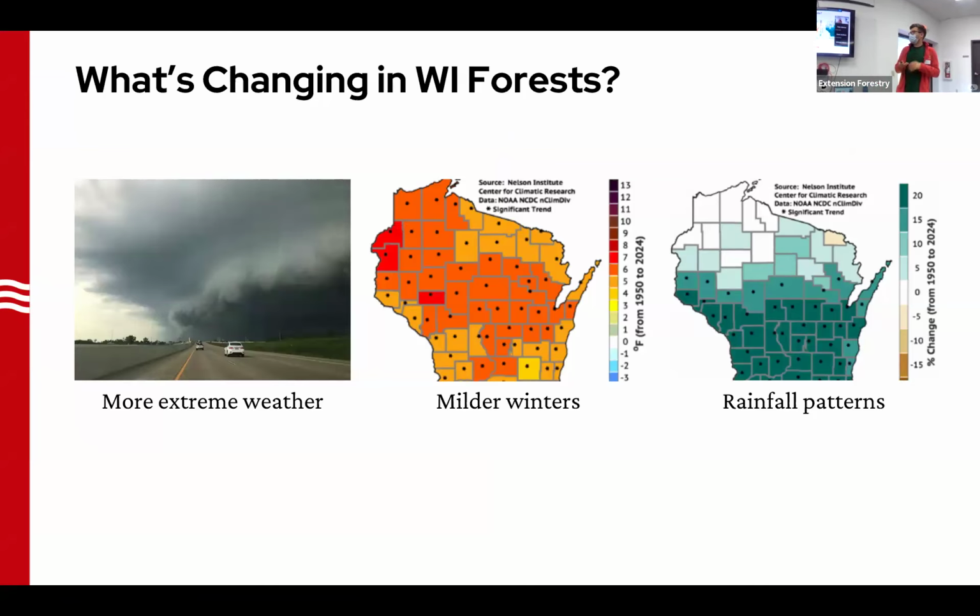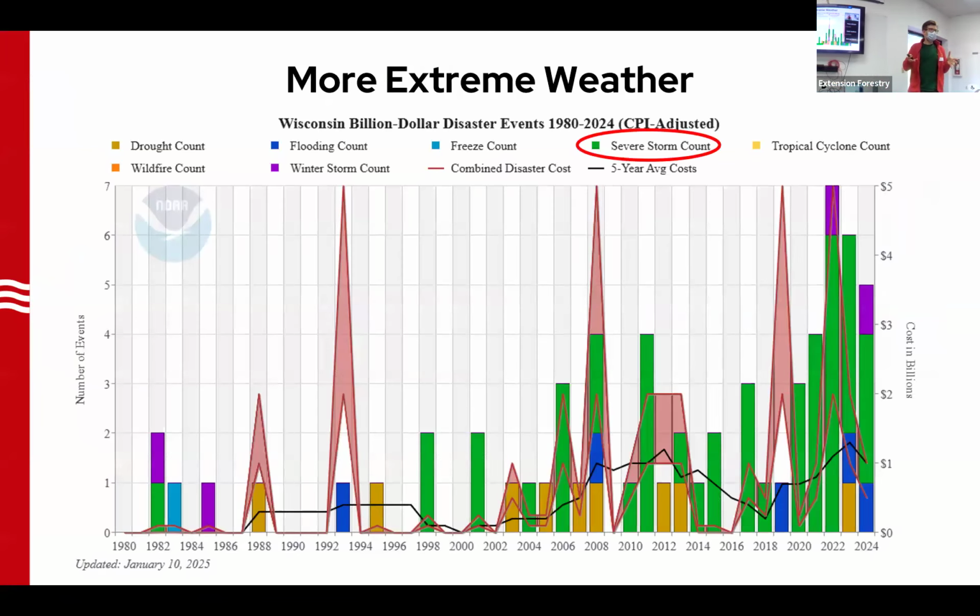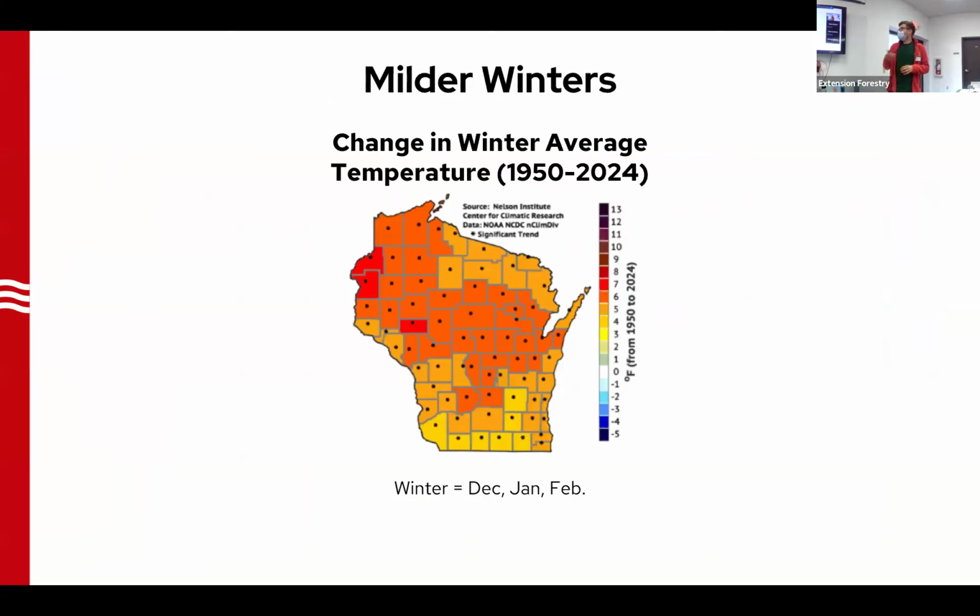We're going to look at an example for Wisconsin with more extreme weather events, milder winters, and changes in our rainfall patterns. For more extreme weather, this is a really gross, disgusting graph. Just pointing you to the green bars here to show that there's been an uptick in severe storms, so thunderstorms and other severe storms rolling through Wisconsin. This graph is just showing changes in average winter temperature from 1950 to 2024. We're seeing an increase in average temperature in December, January, February. We're not seeing those kinds of colder days in our winters as much anymore.